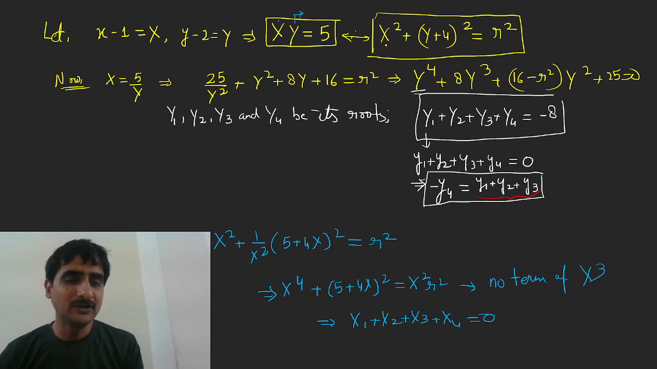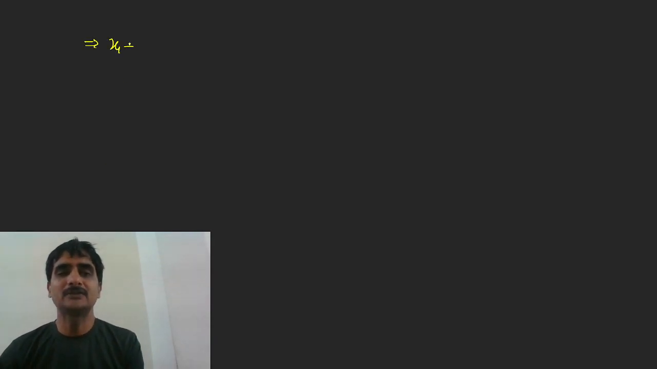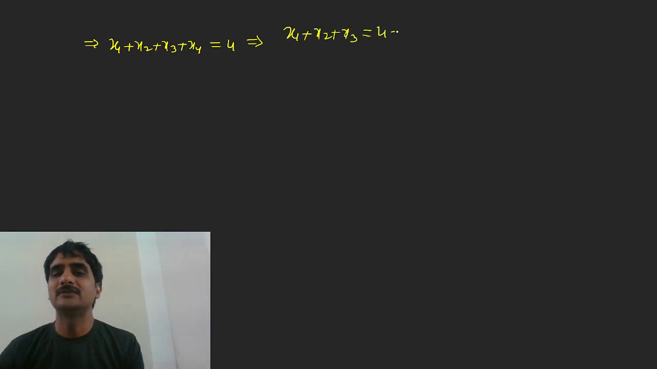Now if I put it in terms of small x, from here x1 plus x2 plus x3 plus x4, every time you will be substituting x1 minus 1, x2 minus 1, so you will get it as 4. Hence again I can write x1 plus x2 plus x3 as 4 minus x4.